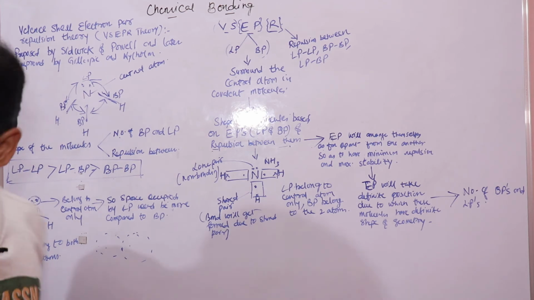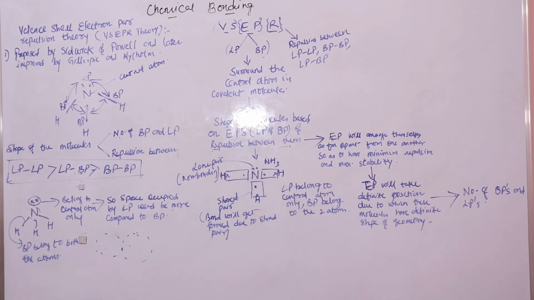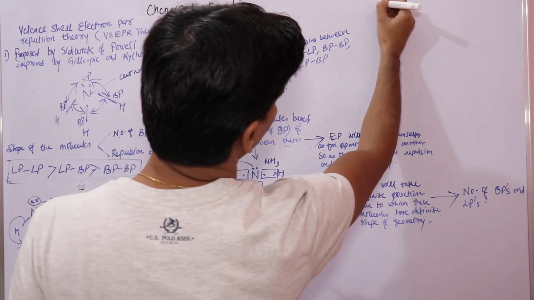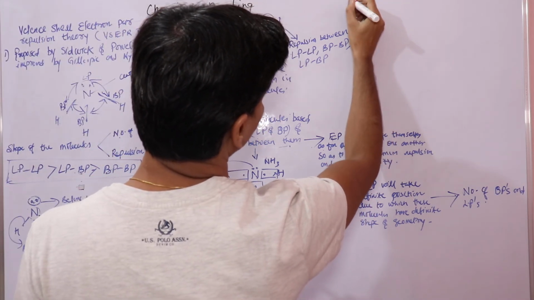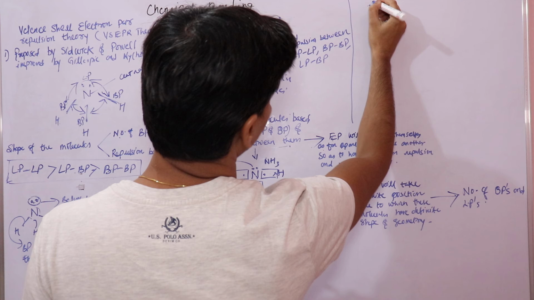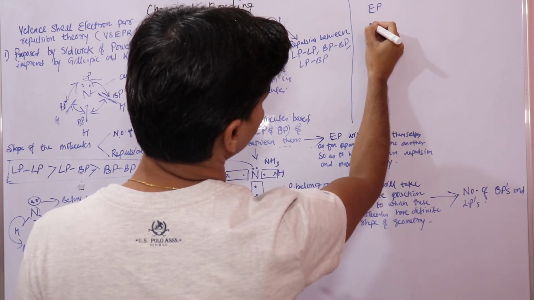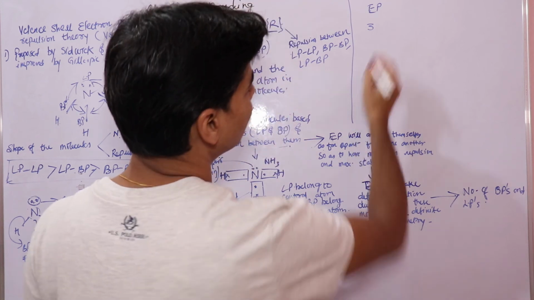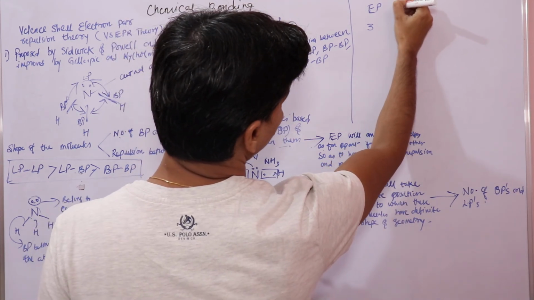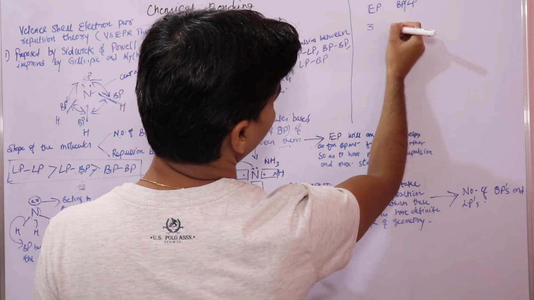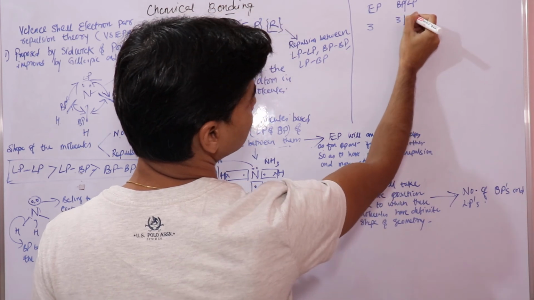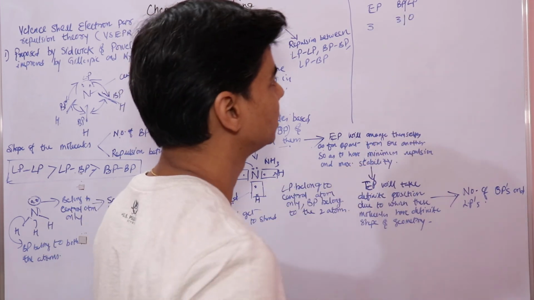Let's quickly take one example where we first say that the shape of the molecule depends on the electron pairs. Suppose we have 3 electron pairs, right? And out of these 3 electron pairs, we'll see the bond pairs and lone pairs. Say we have 3 bond pairs and 0 lone pairs, right?